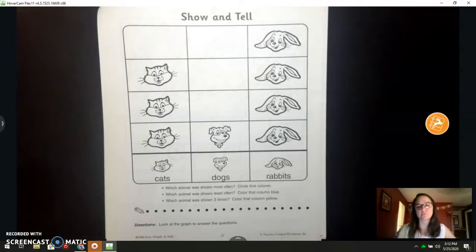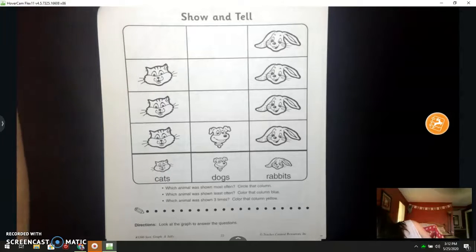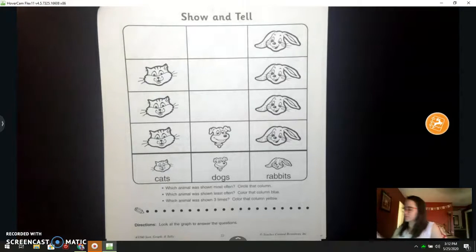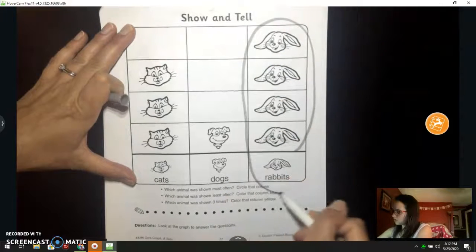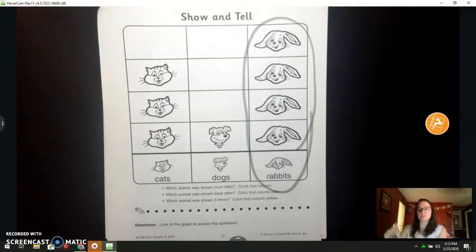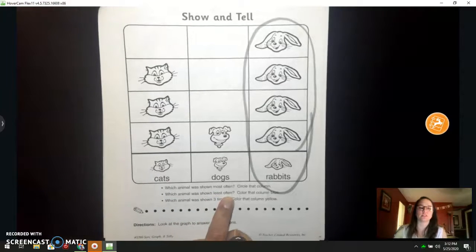Which skyscraper is tallest? Yes, rabbits. So it says circle that column. So I'm going to take my pencil and circle. Columns go up and down. Circle the one that got the most. Which animal was shown least often? So least means the smallest number.